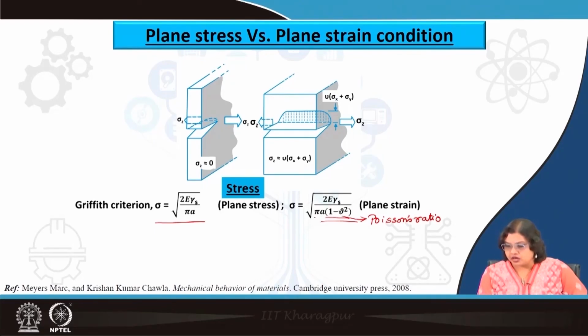So, to this Griffith criterion, in the denominator we have to add this root of 1 minus nu squared. For metallic systems, the value of Poisson's ratio nu is usually around 0.33, though this could have different values. So, for metallic systems there is not much of a change, and we can calculate these values under plane stress and plane strain conditions.